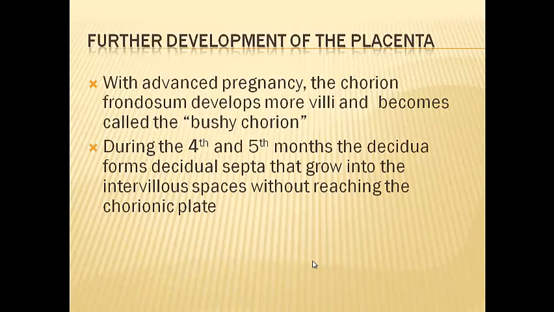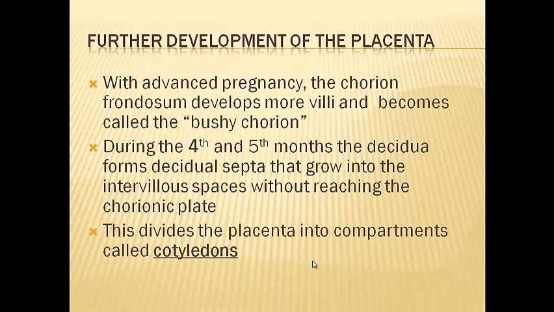During months 4 and 5, what happens in the decidua is that these outgrowths develop, and these are called decidual septa. Basically, just think of them as lines or extensions of tissue that grow out of the decidua, and they grow specifically into the intervillous spaces, but they do not reach the chorionic plate. What these decidual septa do is divide the placenta into small compartments, the ones that I showed in the earlier picture, and these are called cotyledons.